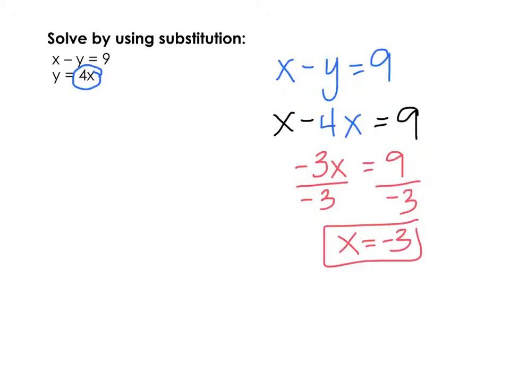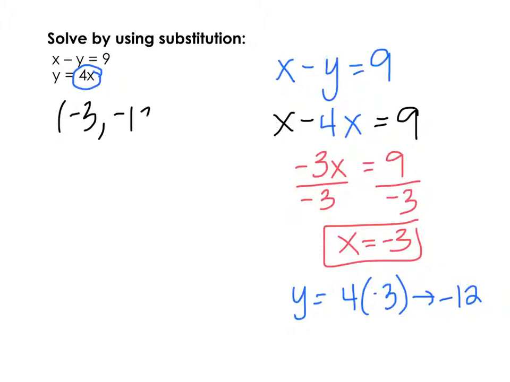Now that I know that, I'm going to plug it back into one of the originals. So y is equal to 4 times negative 3, which is negative 12. Now I have the solution that I think is correct, and that's negative 3, negative 12. I just need to double check it to make sure it's right. So I'll plug it into the first equation. X minus y equals 9, so negative 3 minus negative 12 equals 9.